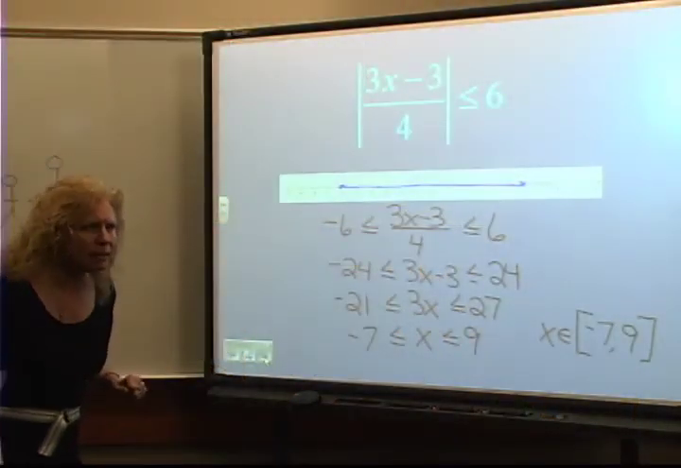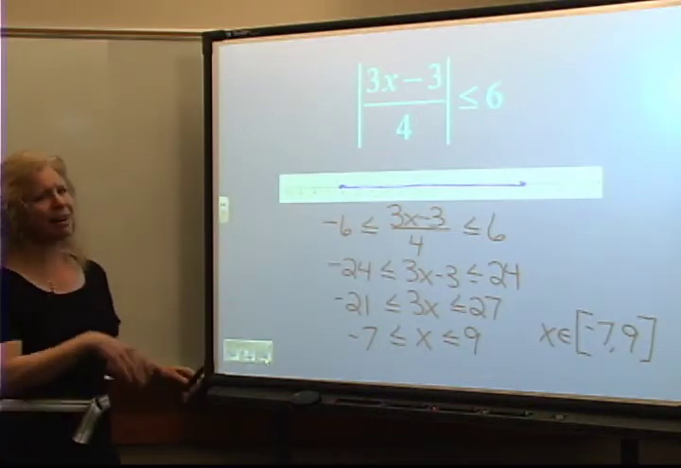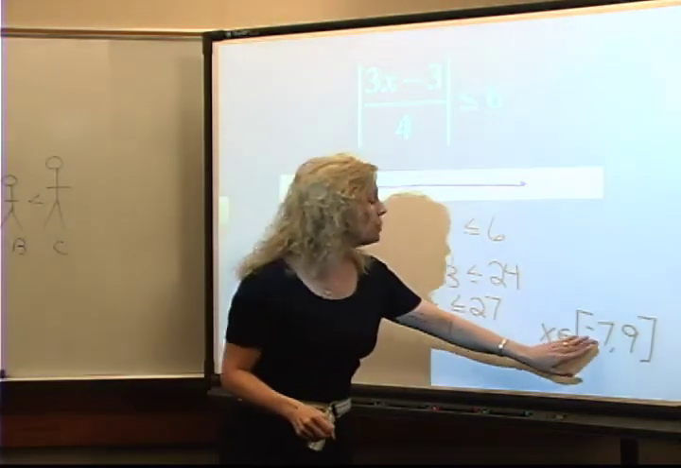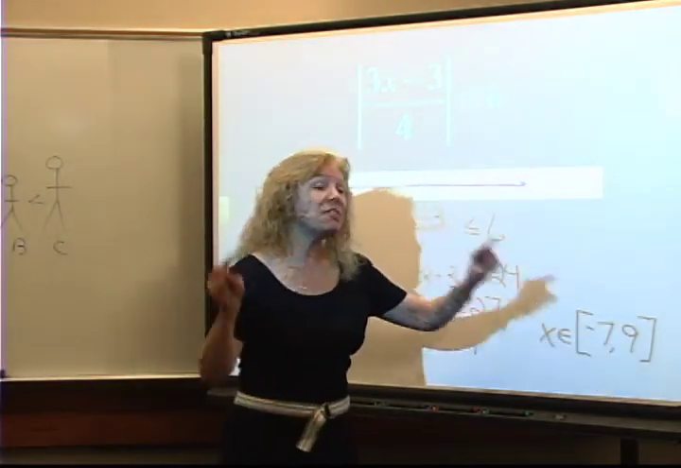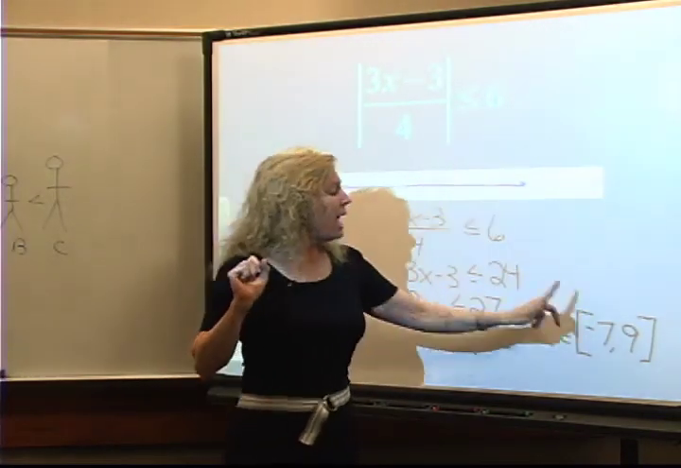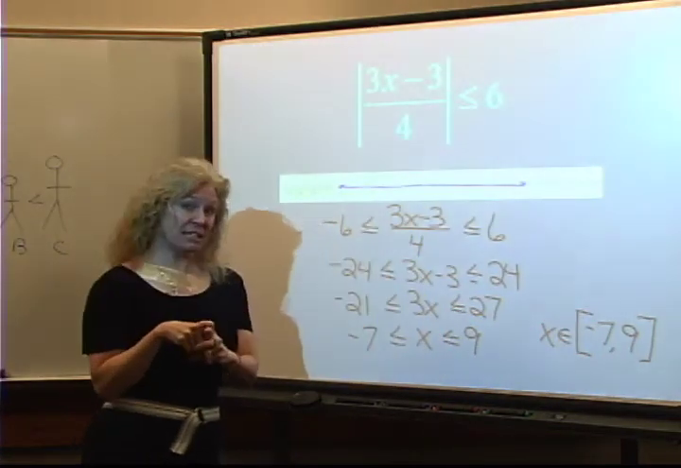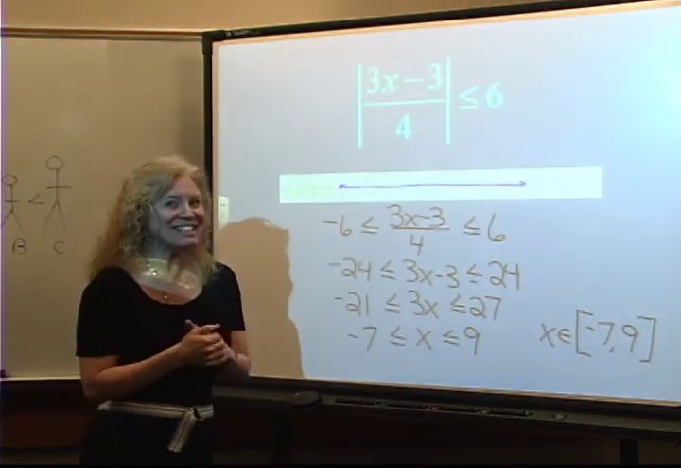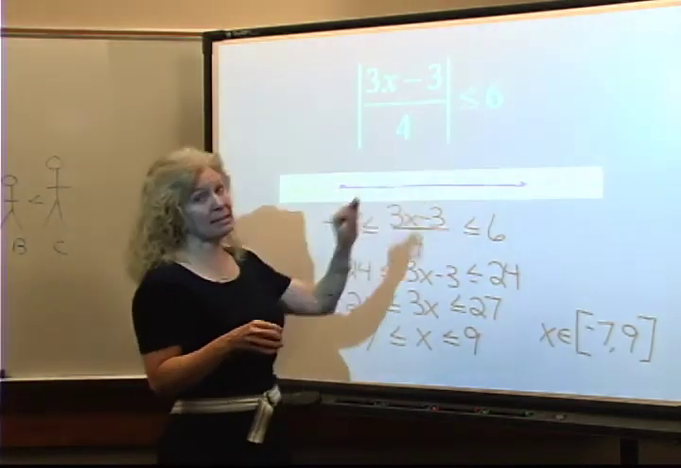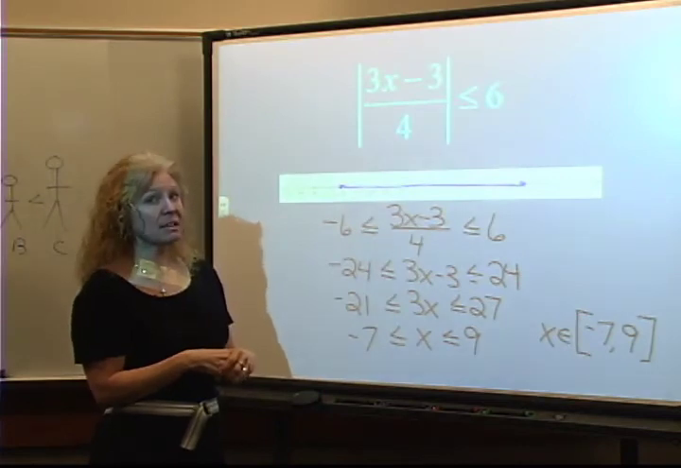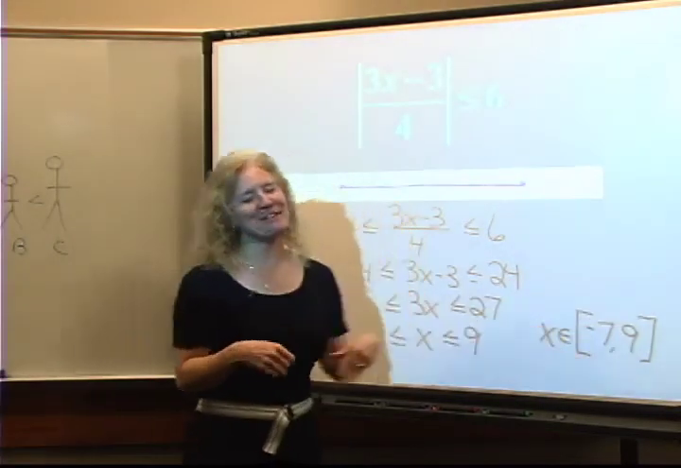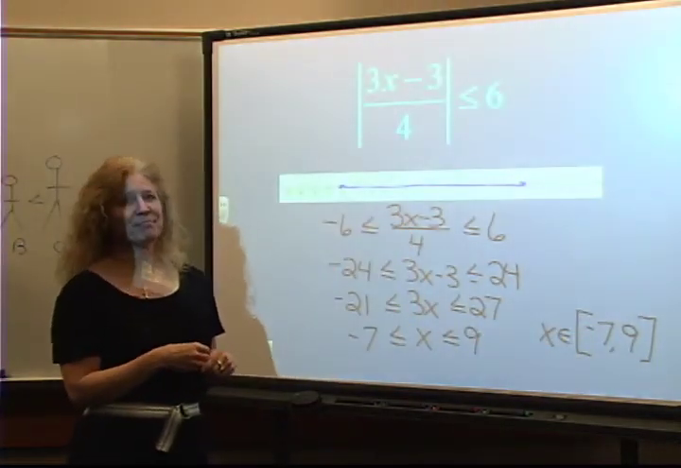And you know you can check this. How could you check it? I don't love to check these, but you know sometimes it's important. You can try the negative 7 and the 9 in. They should hit it at exactly 6 because they're my endpoints. And then you could take a number between negative 7 and 9. 0 would be convenient. And put it in, and you should find something less than 6. Okay? And then if you want to be an overachiever, you could try something outside the interval and show that it doesn't work. Okay?